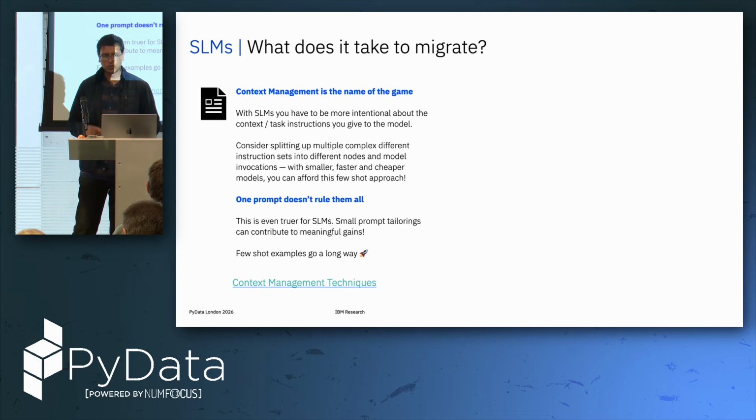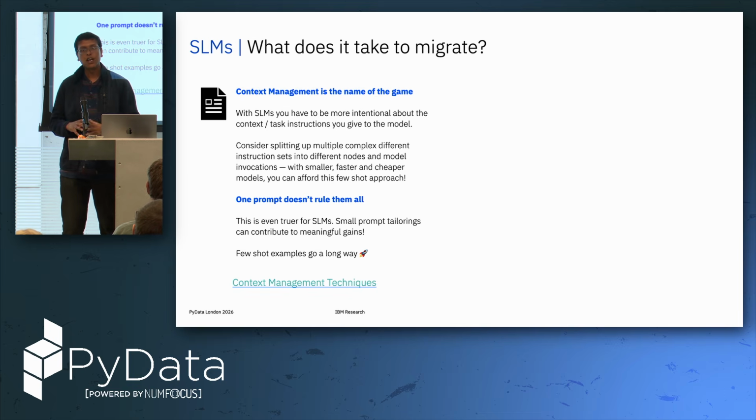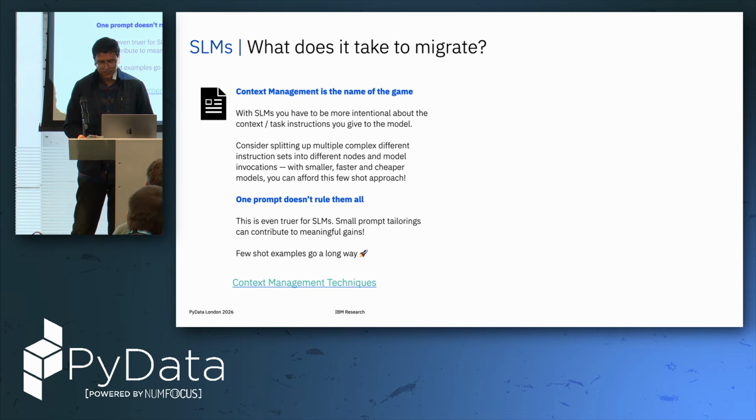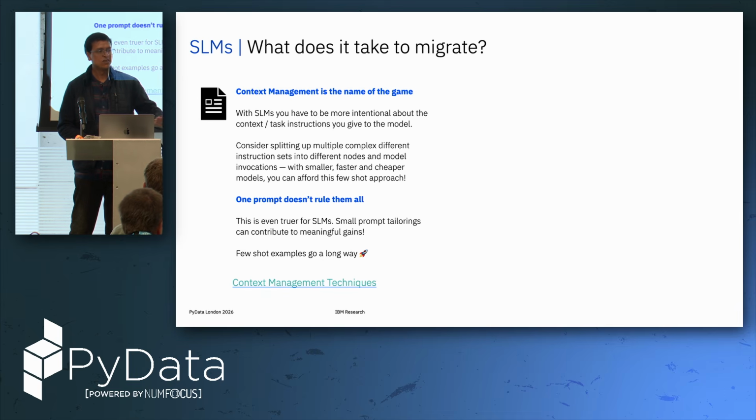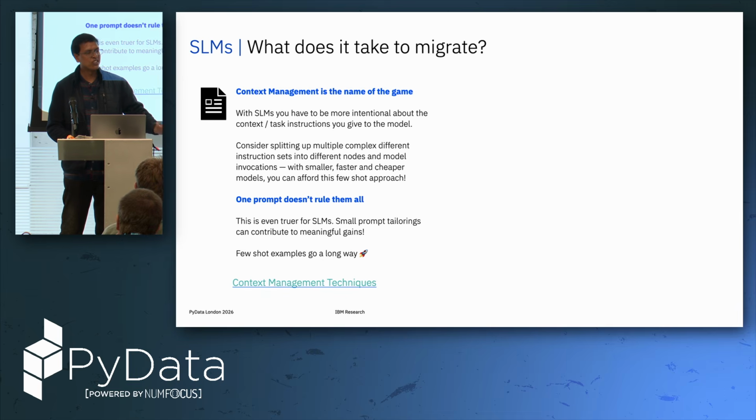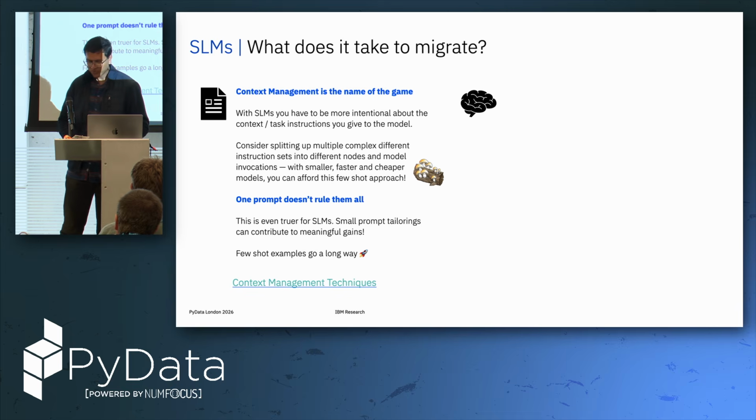Also, whenever you swap in a different model, one prompt doesn't rule them all. This is even true for small language models. So do some prompt engineering cycle just to see if some prompt optimizations are able to get you better results with the SLMs that you're dropping in. And few-shot examples are my favorite thing. They're nothing hard, it's just here's an example, here's an example, here's an example of what I want you to do. Add them in. Doesn't matter if LLMs or SLMs, makes a big difference.